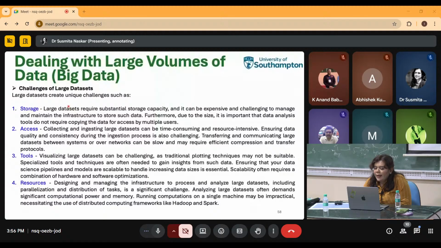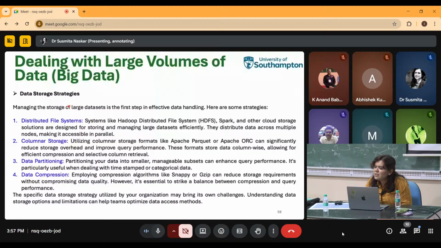And then if you think about strategy, when we talk about storage of large data sets, there are several strategies we use. One very important one is the distributed file system. Basically we use systems like the Hadoop distributed file system, which is famously called HDFS. If you work with machine learning or big data sets, you must have heard about it.